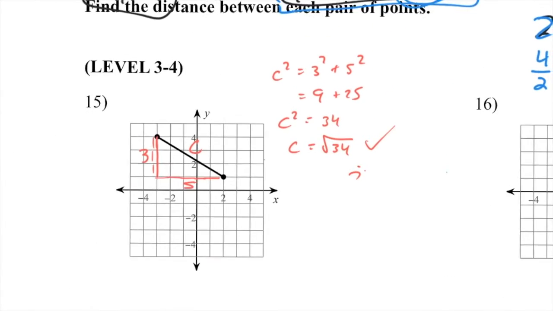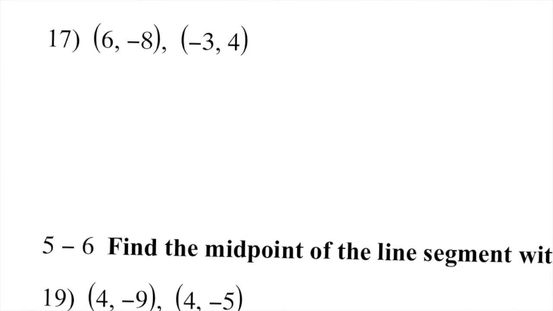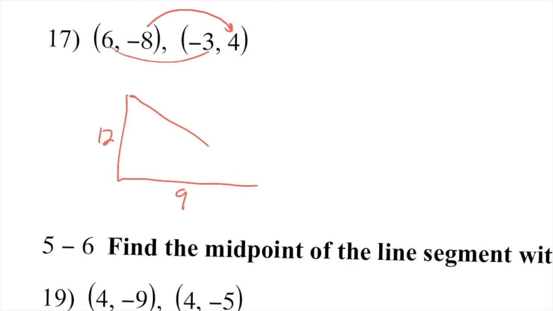All right, this part, they're asking us for the distance. It's the same thing. Instead of graphing it, look at the distance from -8 to 4, right? That's 12 units. And the distance from 6 to -3, that's a distance of 9 units. So c squared is just going to be 12 squared plus 9 squared. 12 squared plus 9 squared is 225. And I think that when you take the square root of both sides, that's 15, right?